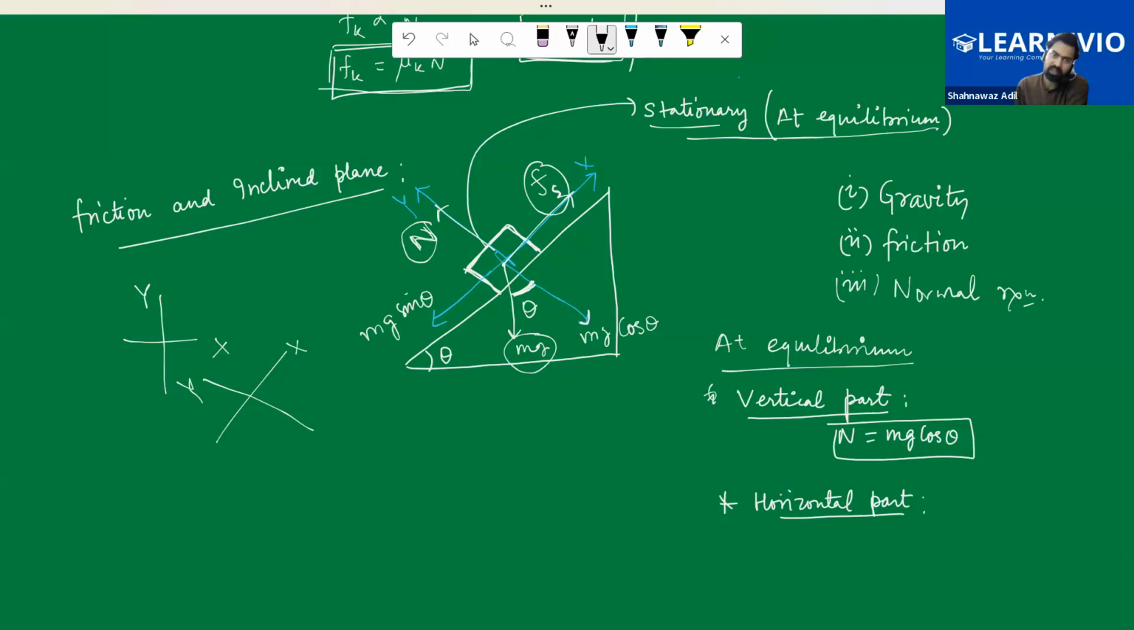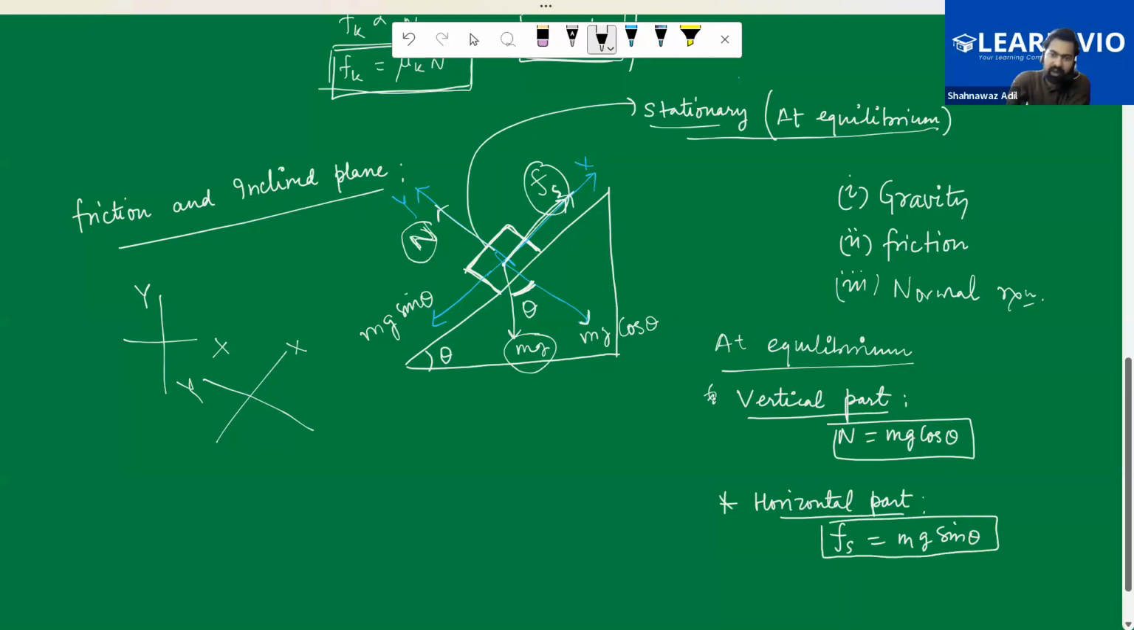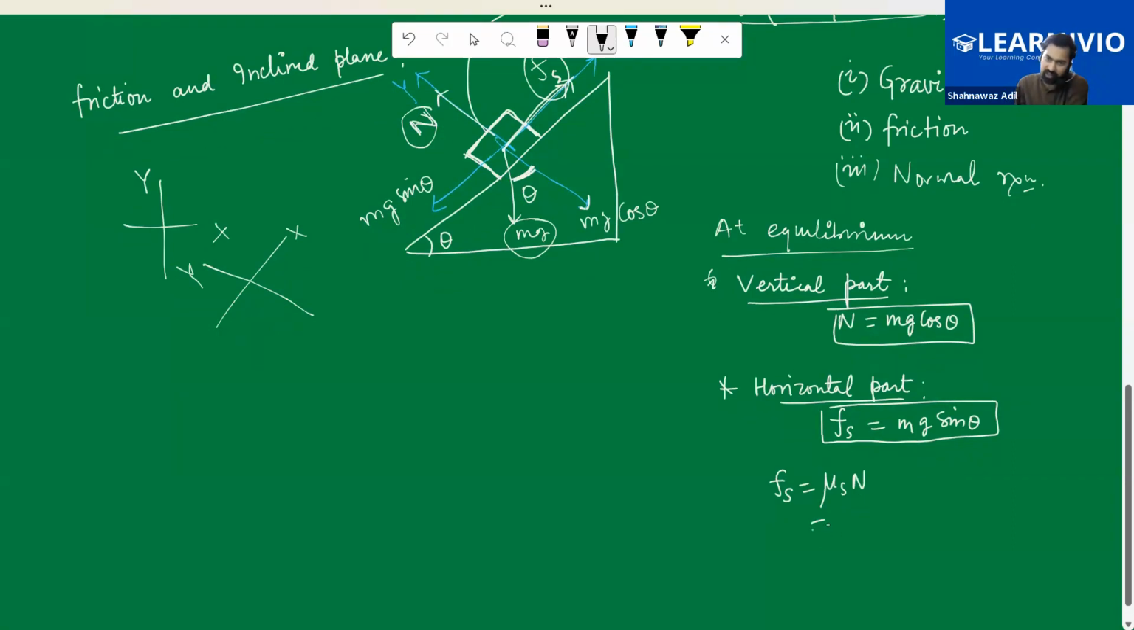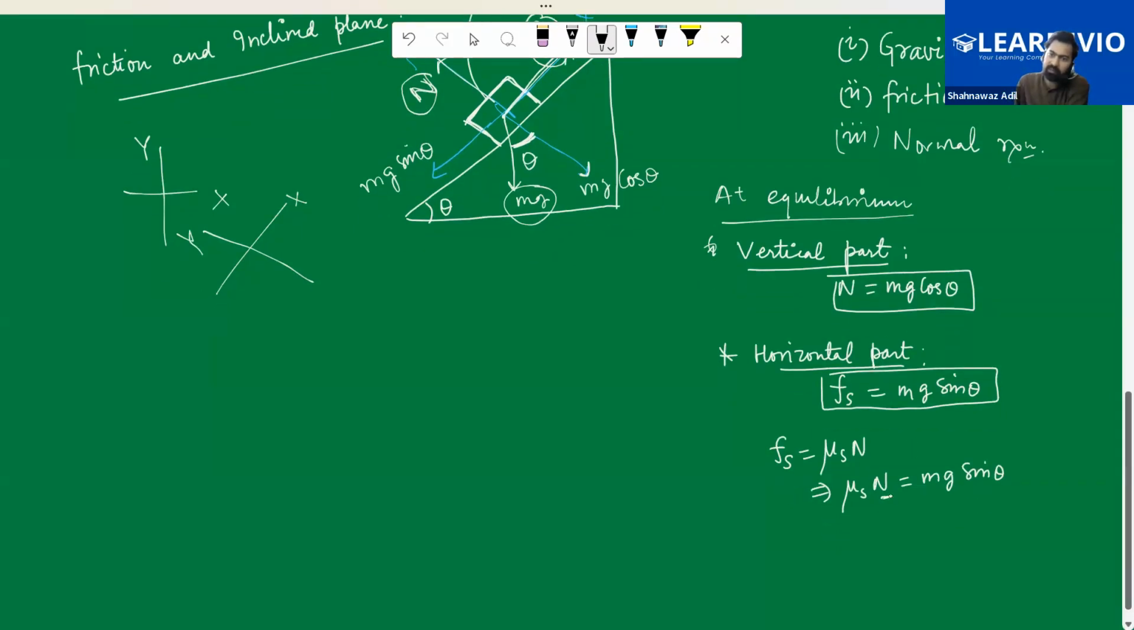Yeah, so the horizontal part is balanced by this Fs, and this is mg sin theta. So this one is balancing this one. So this is your horizontal part, right? And now we can write, because we know that Fs is mu s N, right? So we can write this Fs as mu s N, and this is mg sin theta. And now we know what this N is that we have found. So N is mg cos theta, so we can put that value.